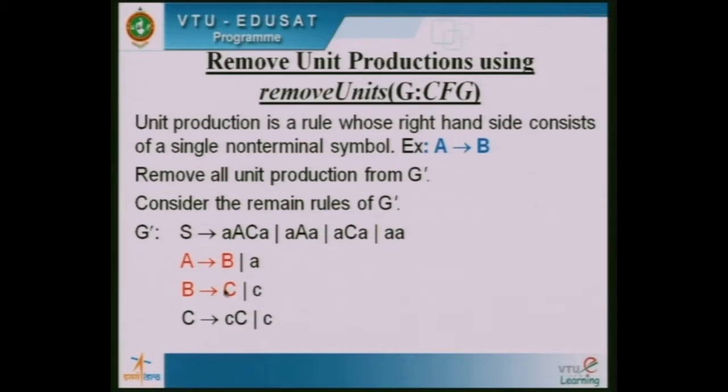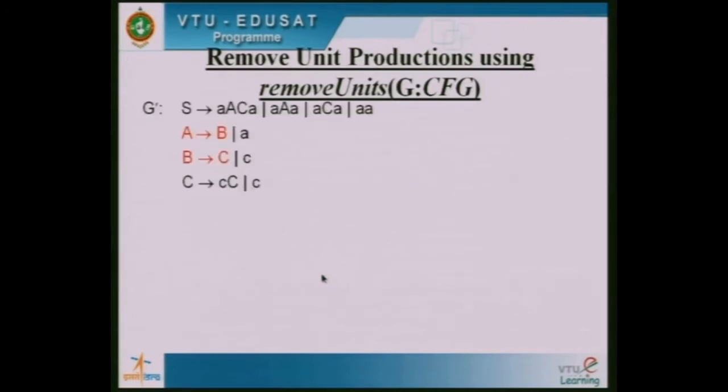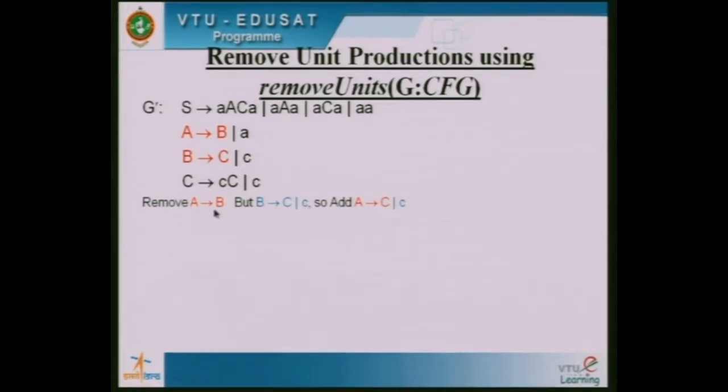So these unit productions must be substituted. How? If you see here A tends to B, what is B? B tends to C. So we will add A tends to C or A tends to A in the A rule set. Next, B tends to C. So B tends to C, and C is CC or C.